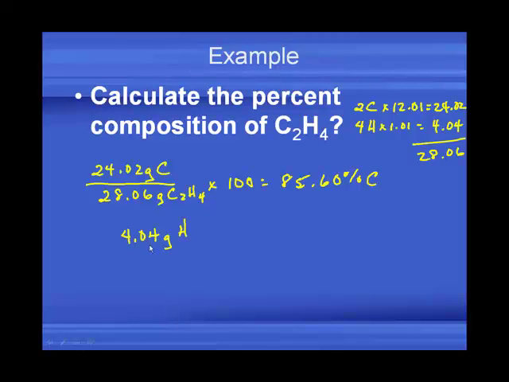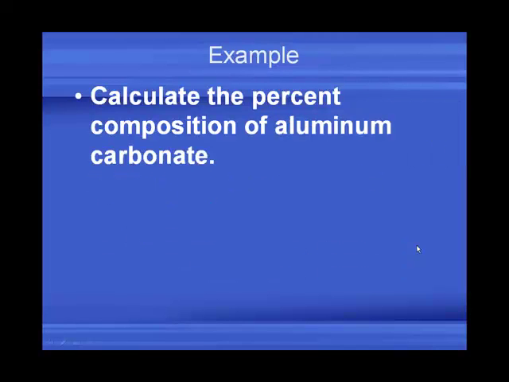And then I've got 4.04 grams of hydrogen divided by 28.06 grams, my whole C2H4, times 100, and multiply and divide on your calculator. And this time I should only have 3 significant figures, so that's 14.4% hydrogen. Pretty straightforward stuff. Alright, one last one here.